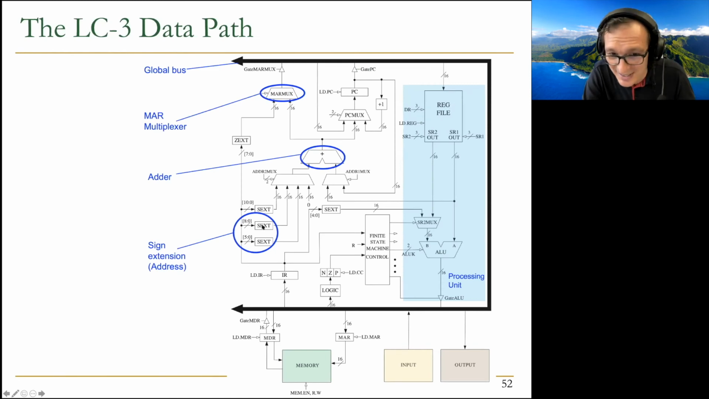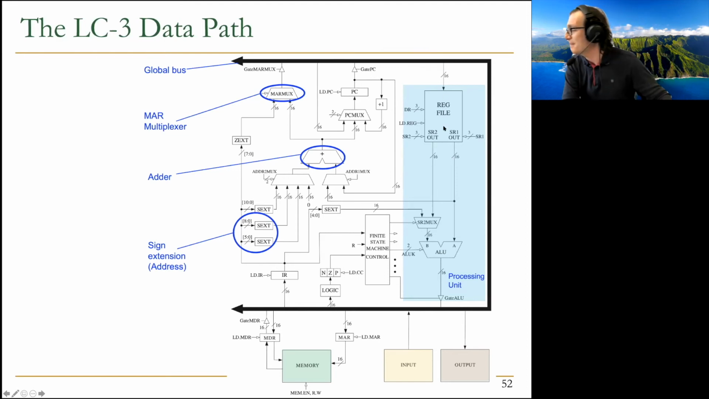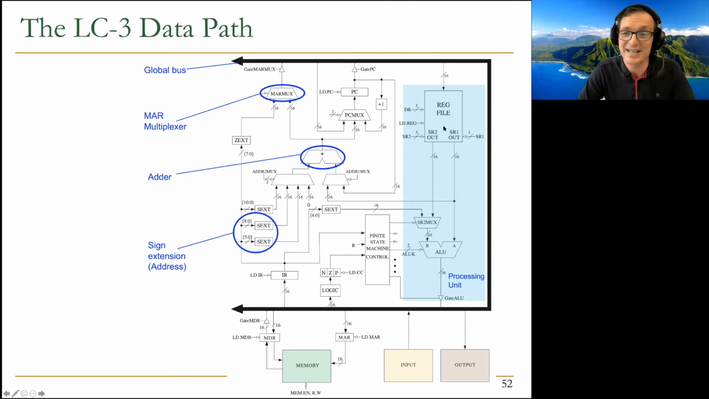So you have the sign extended 9 bits. You have to select that one, add to it the PC plus 1, which comes from essentially here, and then take the value through the MAR mux, gate MAR mux, and put it into the register file. So that's the data path you need to follow to actually write the data into the register file.